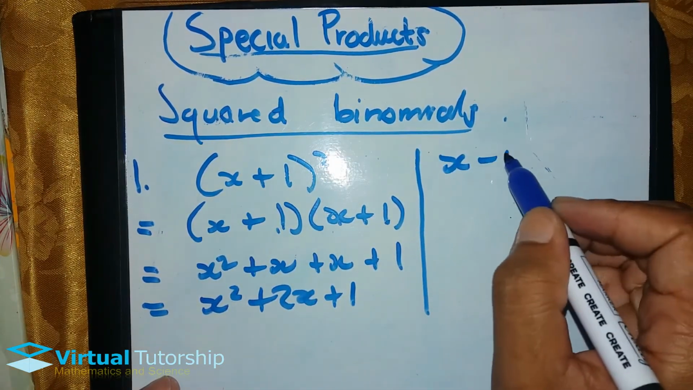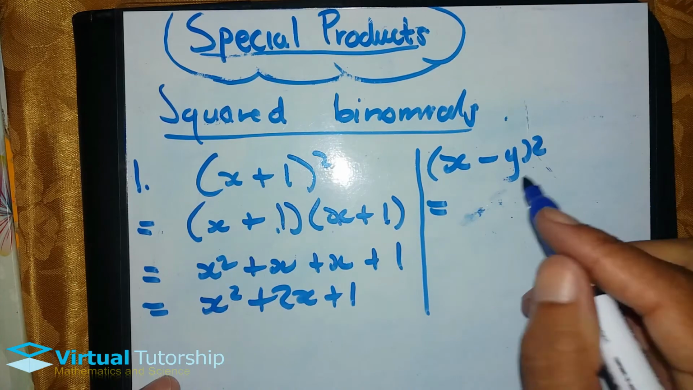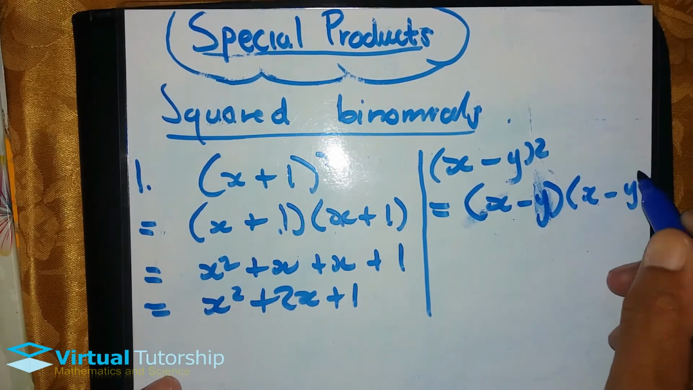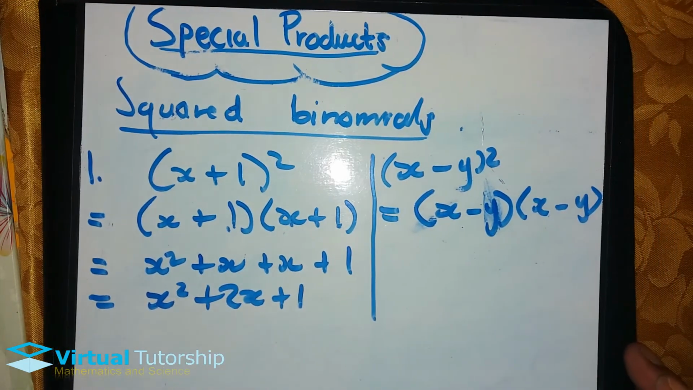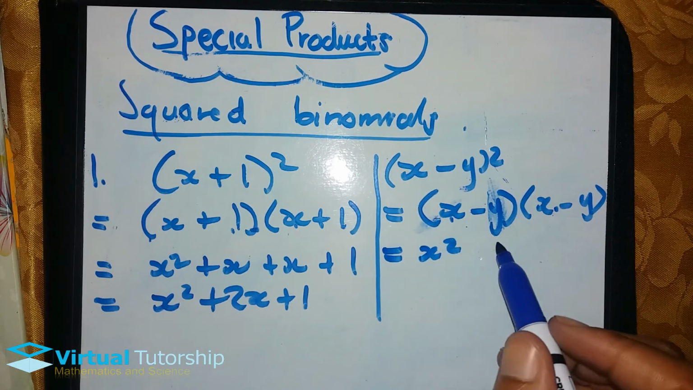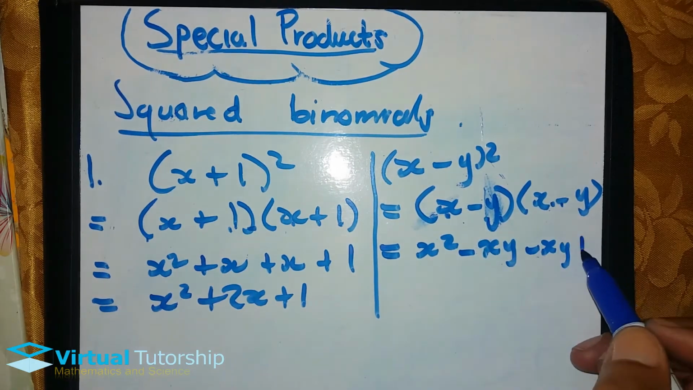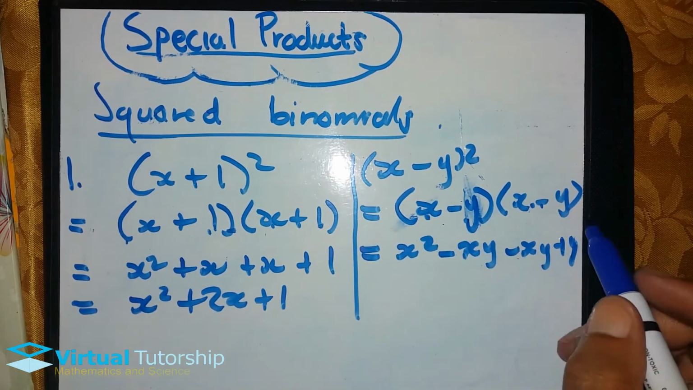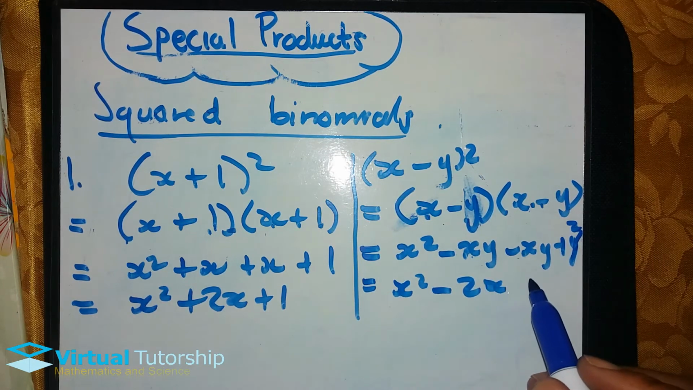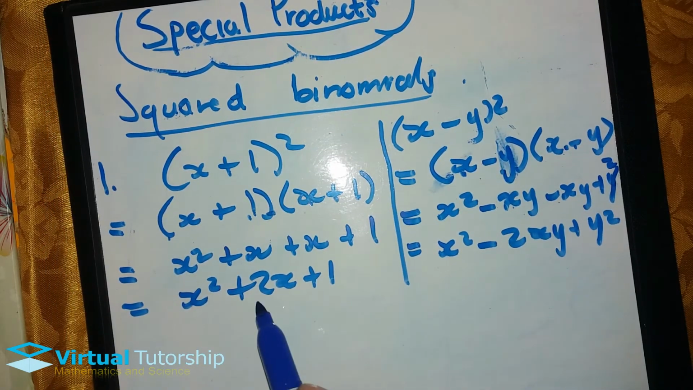Another example would be x minus y squared is equal to x squared. The squared means you have two identical brackets, so x times x gives x squared, x and y it's minus xy, and y squared it's plus y squared. Like terms give minus 2xy plus y squared. So check something out again.